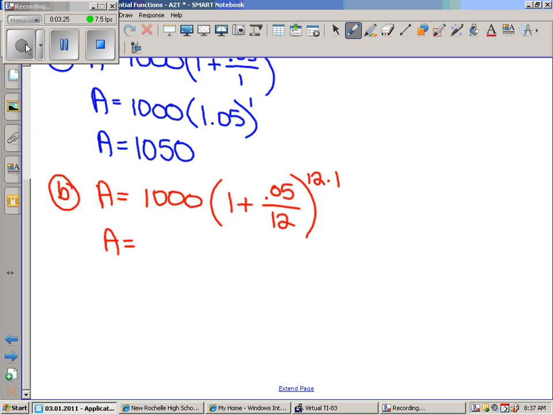And what I want you to see is that if you manage to get something that compounds on itself more, you're actually going to net a little bit more than if it was just compounding on itself once a year. Does that make sense? You're getting a little extra added built in. So somebody do this for me. What's 0.05 divided by 12?